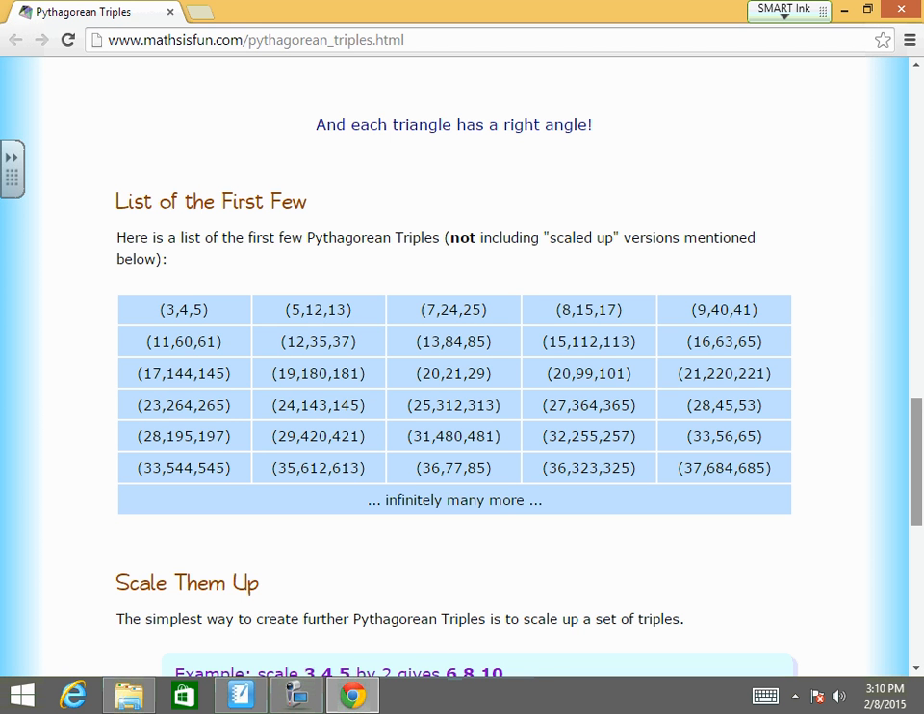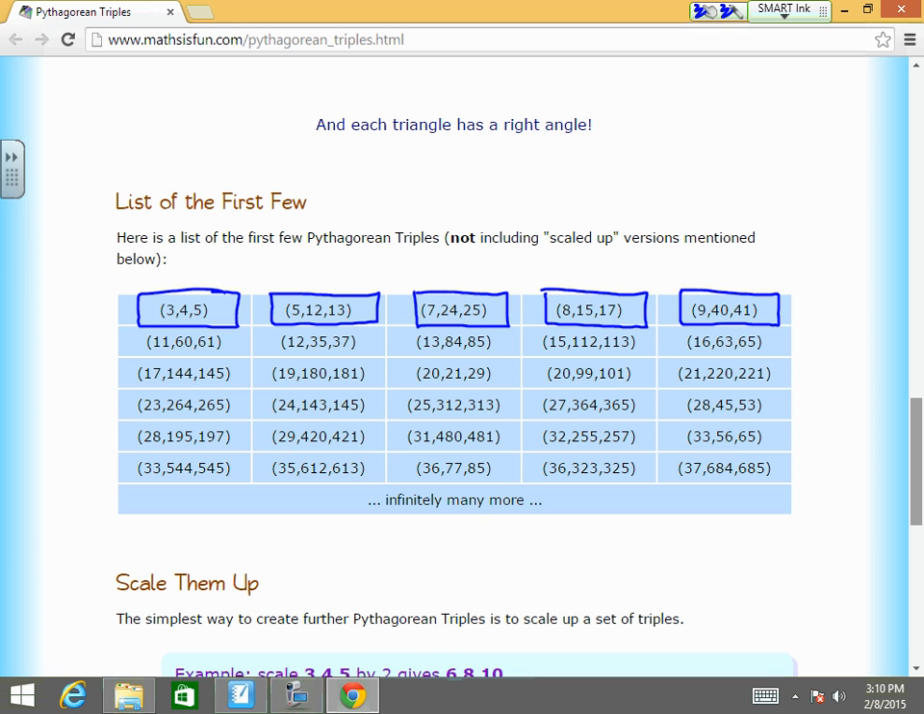I mean, not impossible, but very, very unlikely because there are an infinite number of Pythagorean triples, okay? I do want you to memorize the following, though. I want you to memorize the 3, 4, 5, the 5, 12, 13, the 7, 24, 25, the 8, 15, 17, the 9, 40, 41, and that's about it for right now.